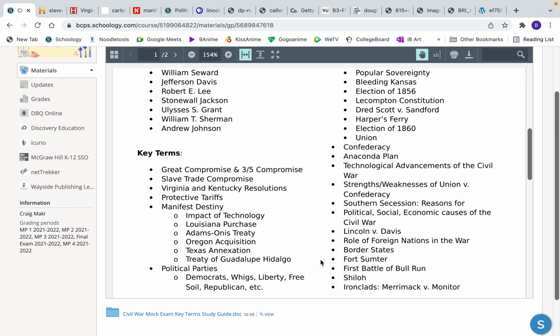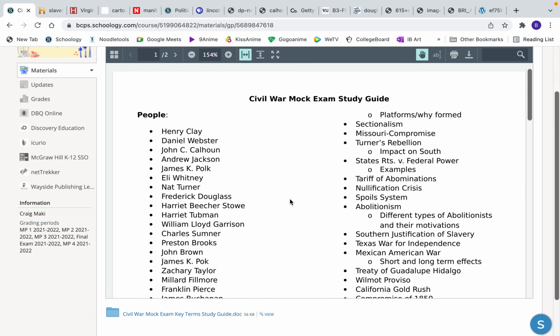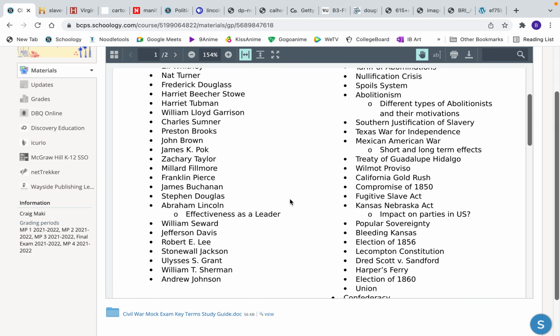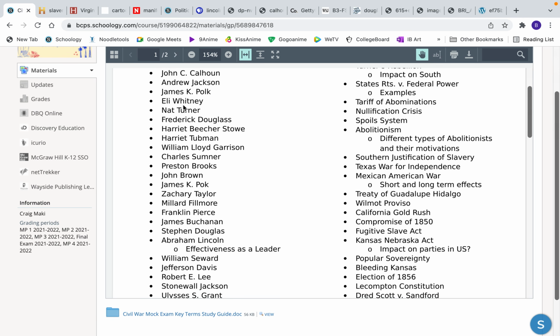All right, without further ado, let's talk about this exam. So in front of me here, I've got the Civil War mock exam study guide. I have a list of people who I will not be mentioning because I don't like talking about people. You'll notice that the list repeats sometimes. For example, James K. Polk and James K. Polk, who is definitely supposed to be James K. Polk because there's no Polk in history.